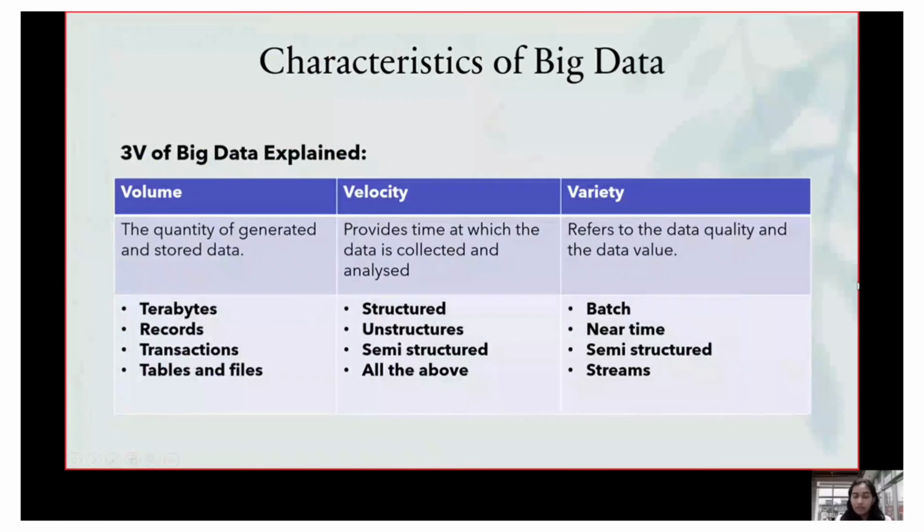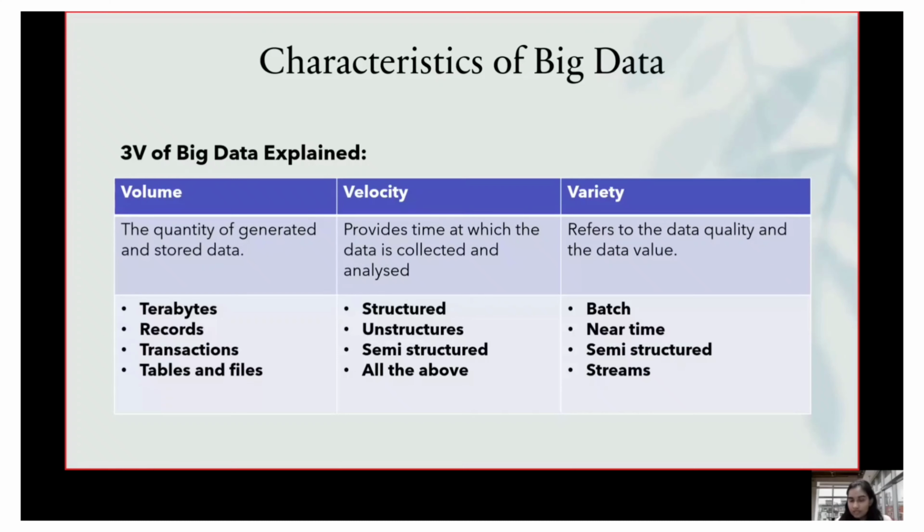The next slide will be the characteristics of big data. There are five general characteristics. So I would like to explain the three Vs of big data. The first one is volume. What is volume? Volume is the quantity of generated and stored data. For example, terabytes, records, transactions, tables, and files.